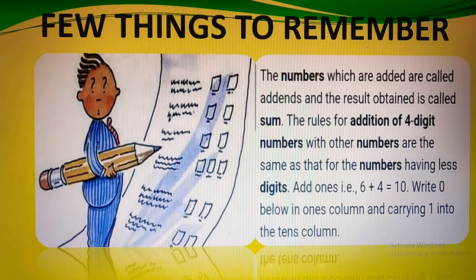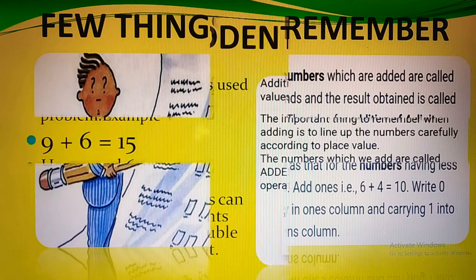The rules for addition of 4-digit numbers with other numbers are the same as that for the numbers having less digits. In your previous classes, you must have learnt the addition of the 2 digits and 3 digits number. So यहाँ भी rule same है. Like an example, 6 plus 4 is equal to 10. Write 0 below in ones column and carrying 1 into the tens column.